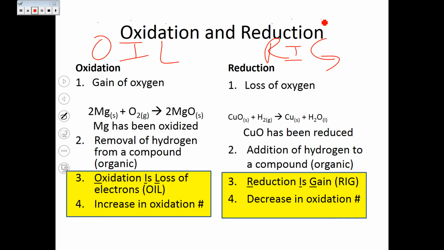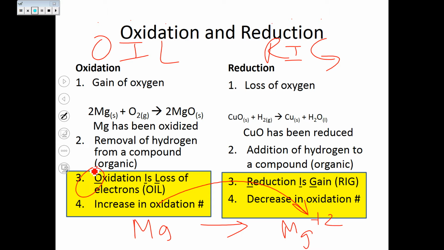One other way to determine what's being oxidized and what's being reduced is by looking at the reactant versus product's oxidation number. If you increase the oxidation number, for example, if you have magnesium and it goes from 0 to +2, it means that the oxidation number is increasing. That means magnesium is being oxidized. You can verify it with definition 3 because it's losing electrons in order to become +2.